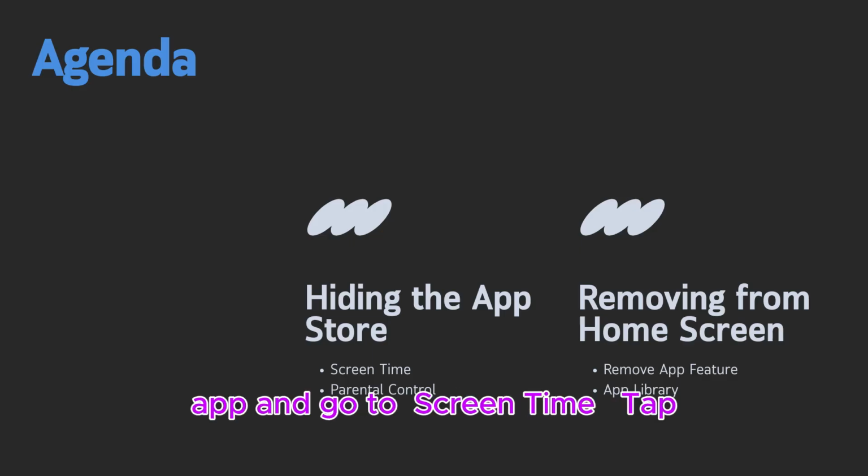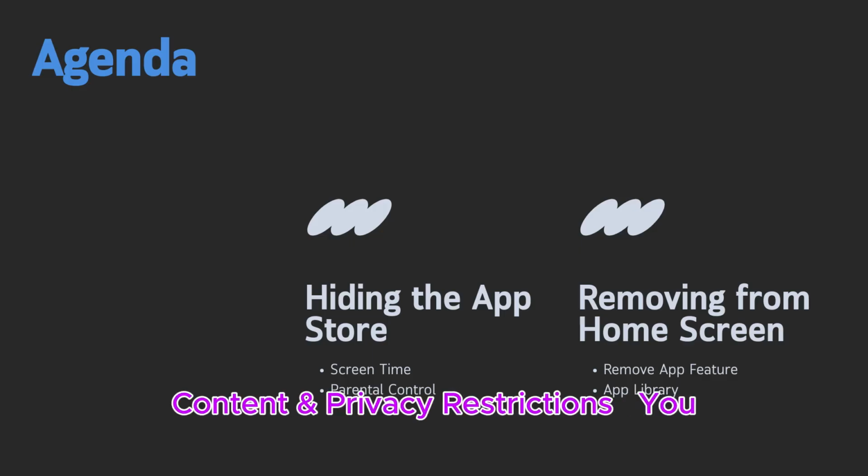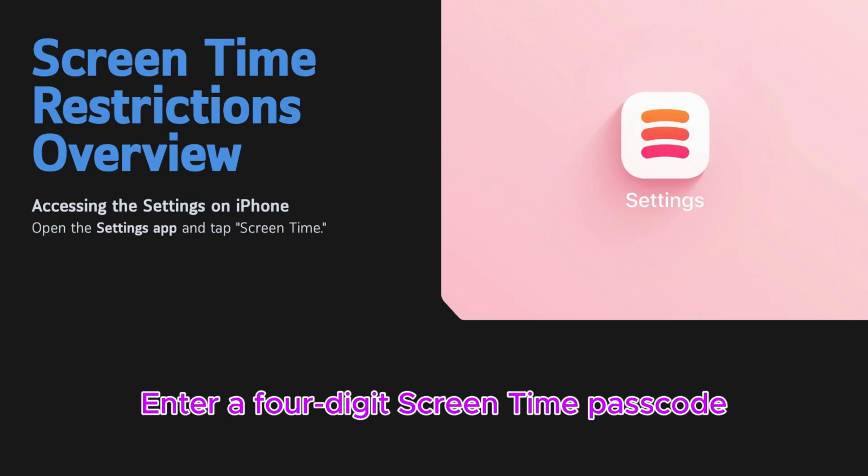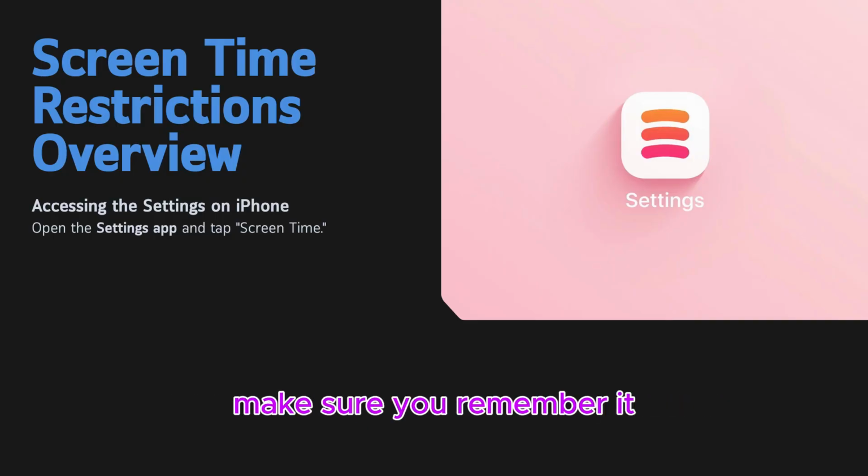Open the Settings app and go to Screen Time, tap Content and Privacy Restrictions. You may need to enable this toggle if it's off. Enter a 4-digit screen time passcode. Make sure you remember it. Once enabled, tap Allowed Apps.